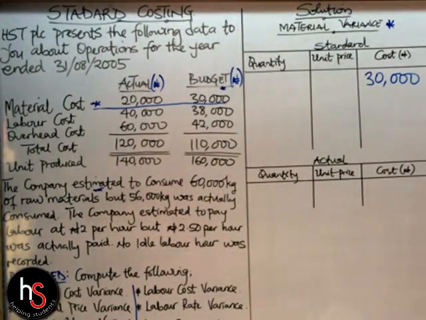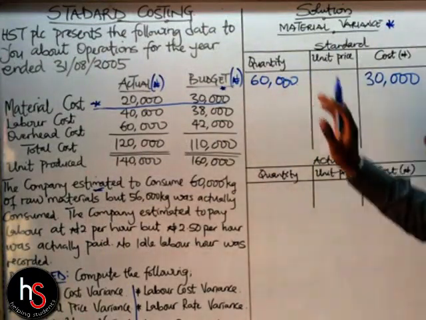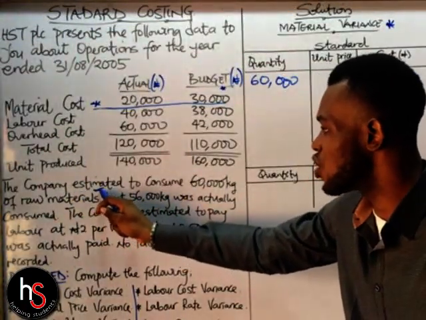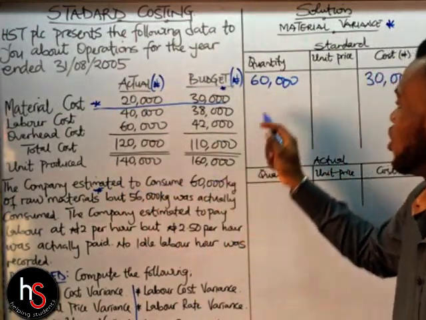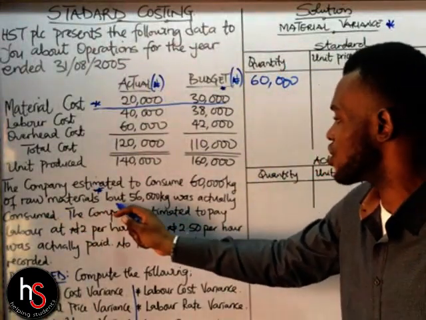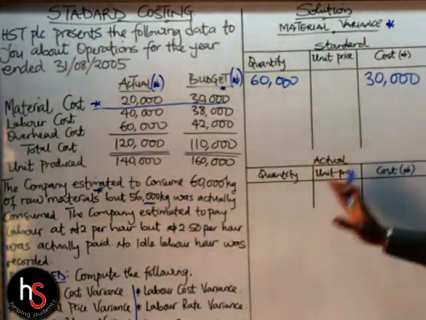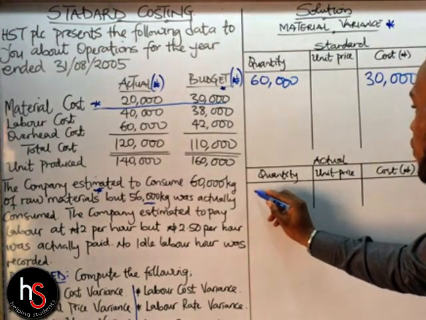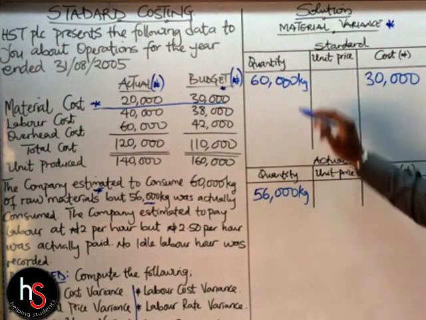So let's come down to the words. It says the company estimated to consume 60,000 kilograms of raw materials, but 56,000 was actually consumed. So it means that the standard quantity here is what? 60,000. So we have 60,000 as the quantity. You see, the company estimated, so this word estimated simply talks about the standard cost. So we have 60,000 under the quantity of raw materials, but 56,000 kilograms was actually consumed. So it means 56,000 kilograms will go on the actual cost. So here we have 56,000 kilograms. This is the quantity, 56,000 kilograms.